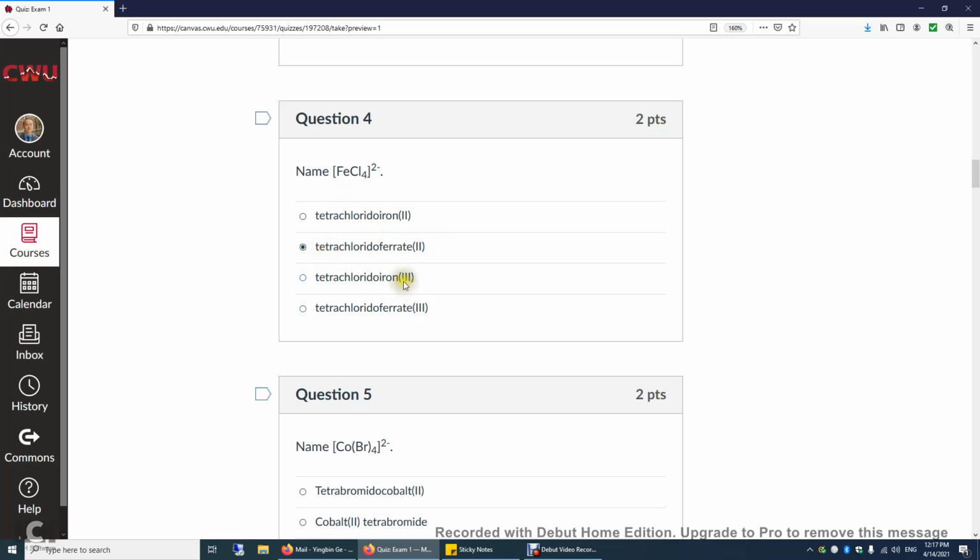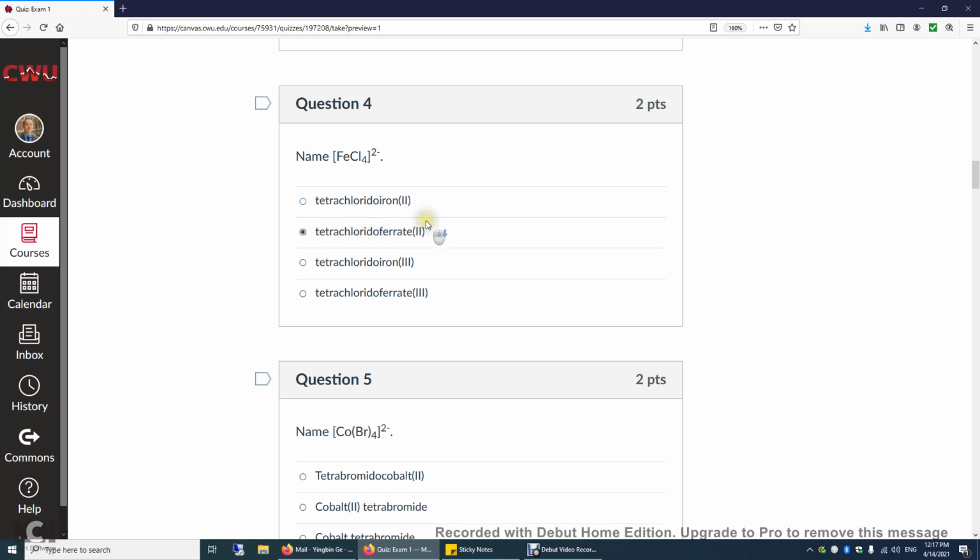So these 2 are wrong because of the oxidation number. This one is wrong because it's no longer called iron here. You have to use its Latin name and replace the ending with ate, ferrate. So from ferrum to ferrate over here, this is correct. And also, if you see tetrachloroferrate 2, that's also correct because chloro is the common name of the chloride ligand.